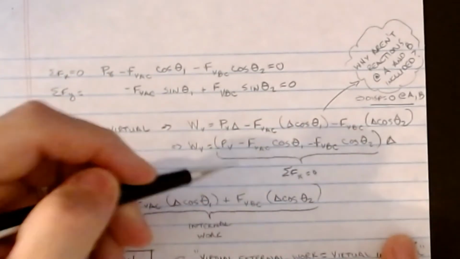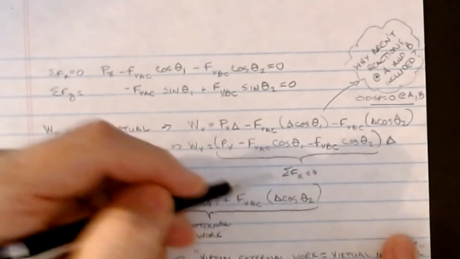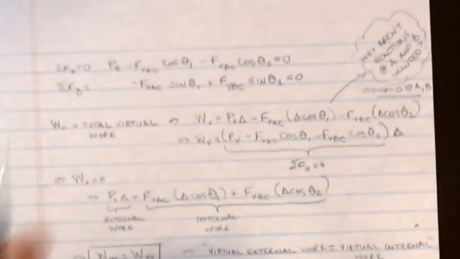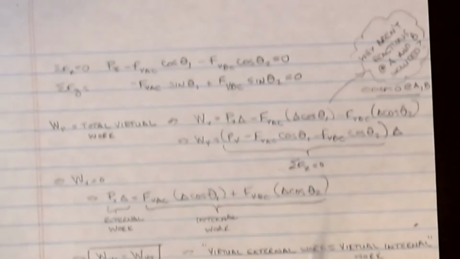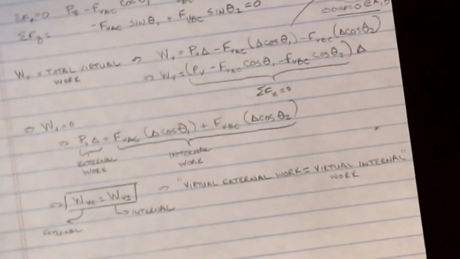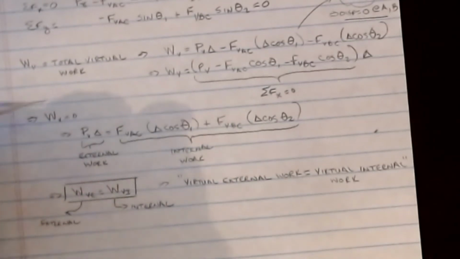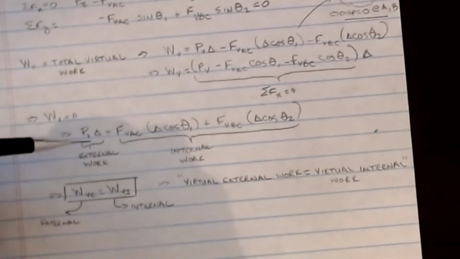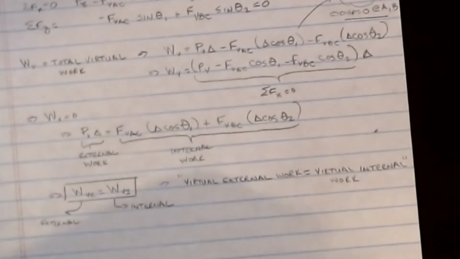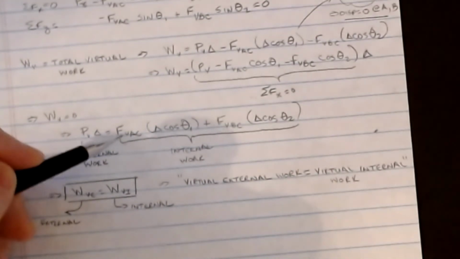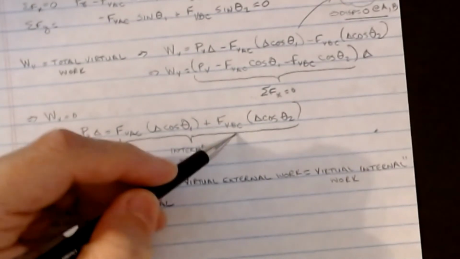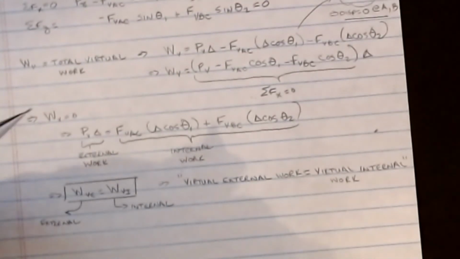All of that is multiplied by delta. Just like we saw before, this is the sum of the forces in the x direction, and for equilibrium we set it equal to 0. If it's not in equilibrium, meaning that something is allowed to deform, then that term goes away. But if we force equilibrium, then the virtual work equal to 0 tells me that if we rearrange this, PV times delta, which was our external work, is equal to the virtual AC times its displacement plus the virtual BC times its displacement, which is the internal work, because this force and this force were internal forces, and this one was external.